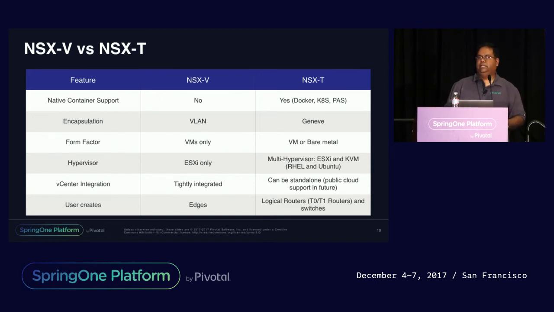In terms of encapsulation, NSX-V uses the standard VLAN, while NSX-T uses a little modification called GENEVE. In terms of form factor, NSX-V is meant to be deployed on VMs, while NSX-T can be on bare metal too. In terms of hypervisor, NSX-V is ESXi only, while the other one also supports KVM. So NSX-T has more options, more flexibility, more deployments.